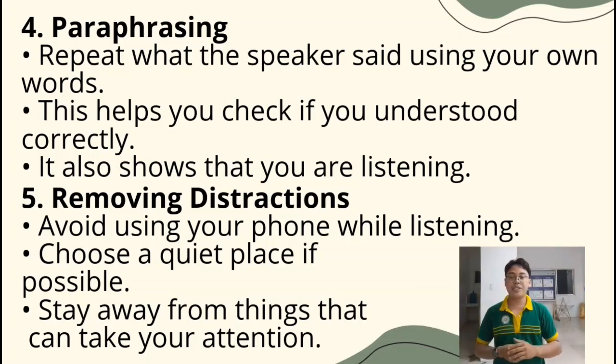And now, let's proceed to our fifth listening technique and strategy. We have here removing distractions. In removing distractions, we have two important things. First, choose a quiet place if possible. When we listen, we should avoid using our phones because they take our attention away. It also helps to choose a quiet place so we can hear clearly. Our next important thing here is to stay away from things that can take your attention.